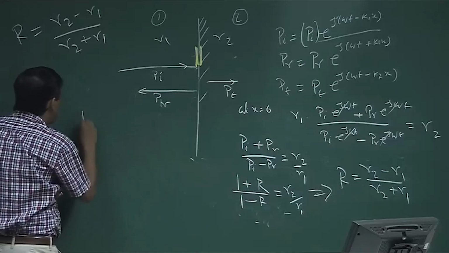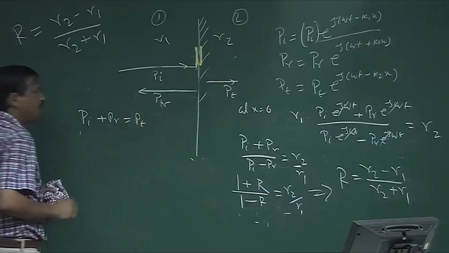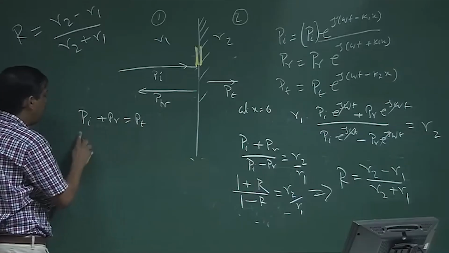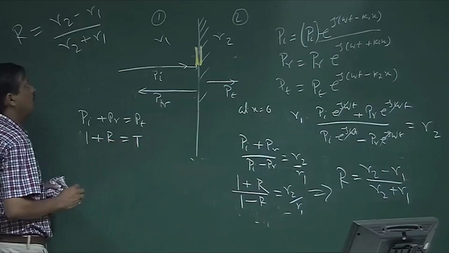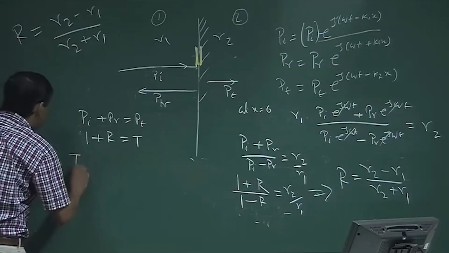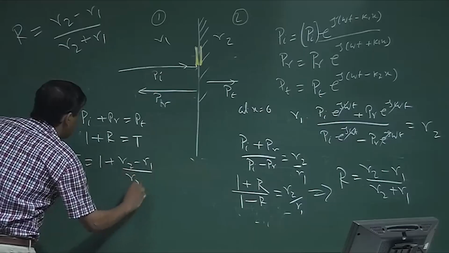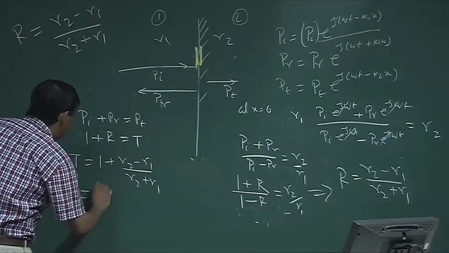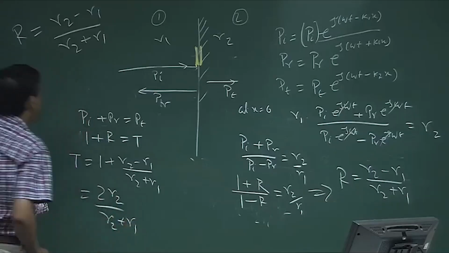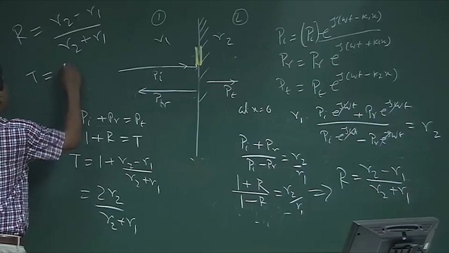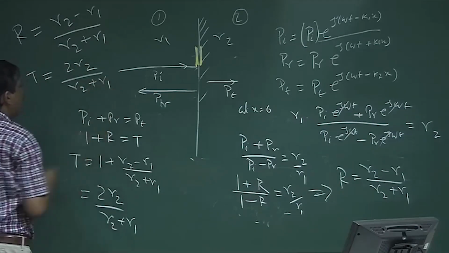What is equation number 1? Pi plus PR is equal to PT. So, if I divide by Pi, it is 1 plus r is equal to T. So, T is equal to 1 plus (R2 minus R1) divided by (R2 plus R1). So, it is 2 R2 divided by R2 plus R1. So, the transmitted coefficient T is 2 R2 divided by R2 plus R1.